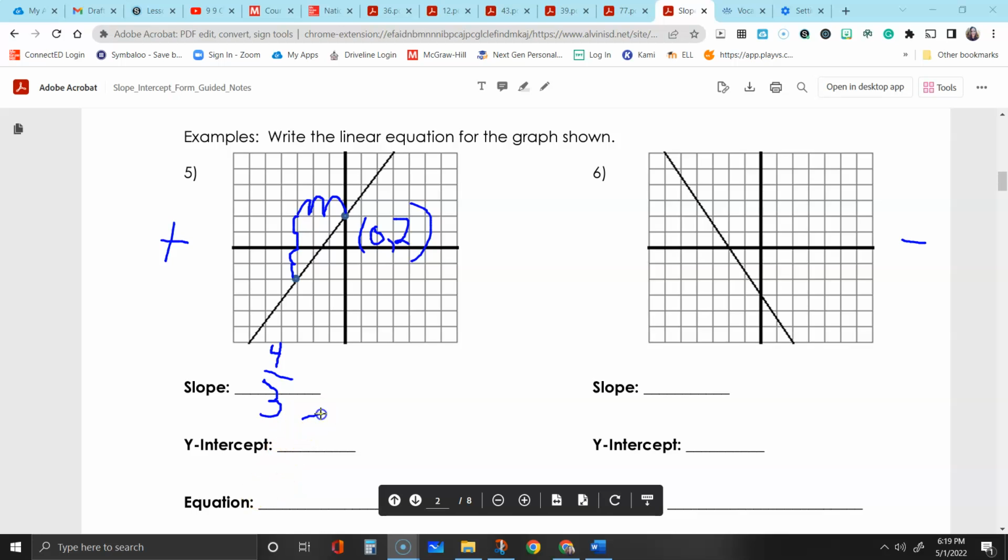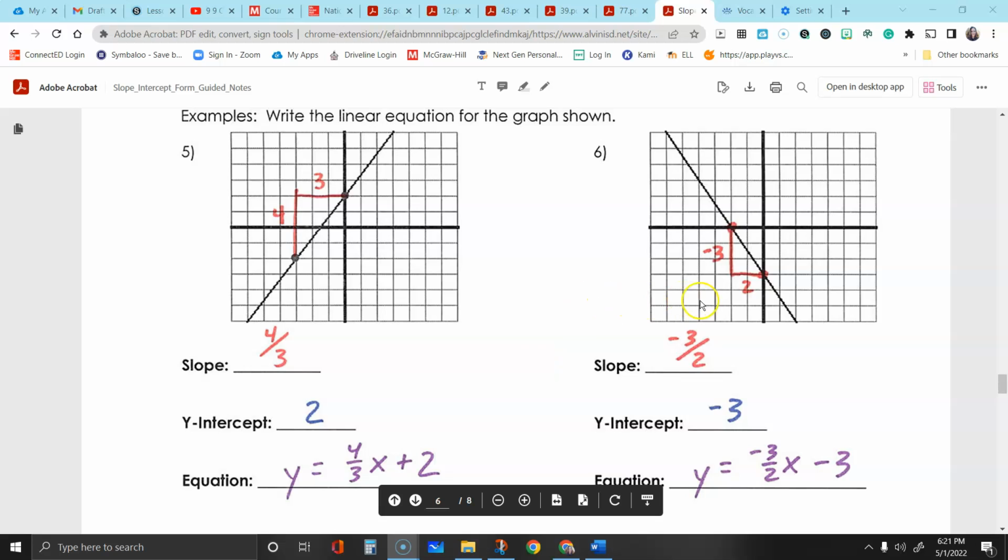So our y-intercept is 2. Our equation would be y equals 4/3 x plus 2. Pause the video and you try number 6.